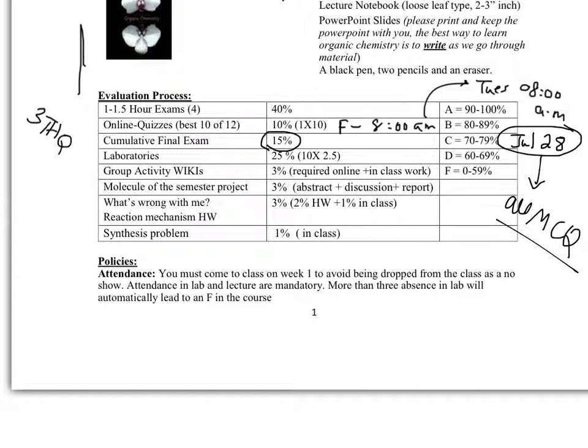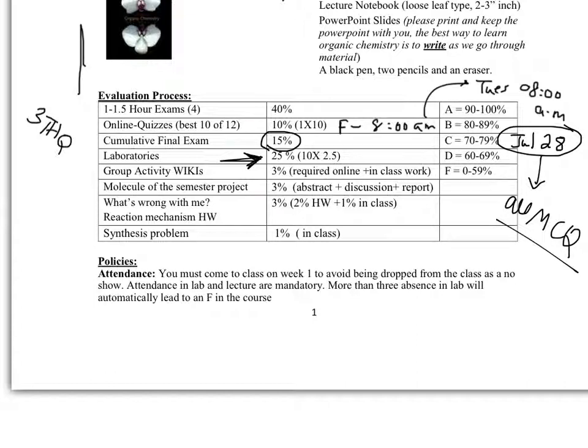The labs will account for 25%, which is one out of the four credits that you're going to receive. So 25% of your grade comes from the labs. We are going to run all 10 labs. That means each lab is going to give you 2.5%.